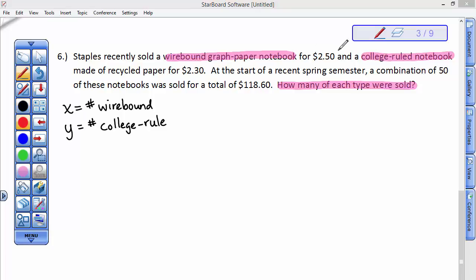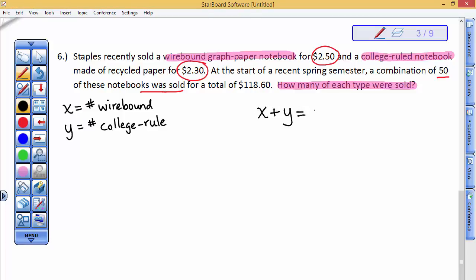And it tells us at the start of a recent semester, 50 of these notebooks were sold. Here, the question is, how many of these notebooks were sold? And 50 of them were sold. So maybe 10 of this one and 40 of this one. Maybe 20 of this one and 30 of this one. But the bottom line is these two letters have to add up to be 50 notebooks because they represent the number of notebooks, and they told us that 50 were sold.